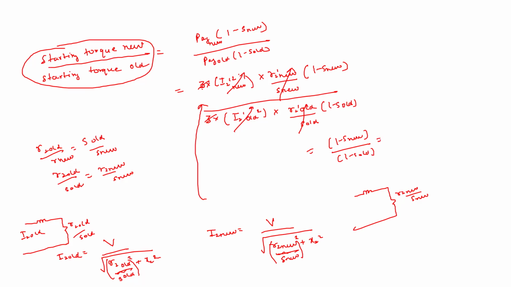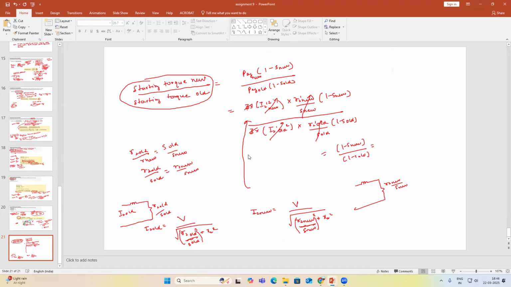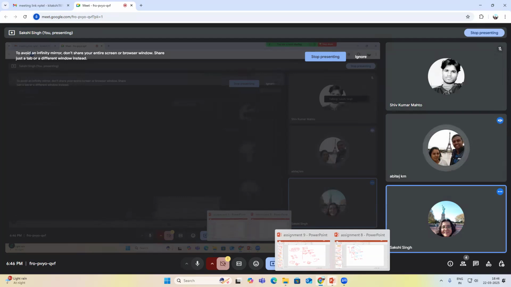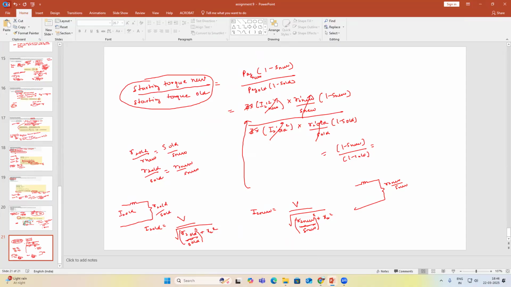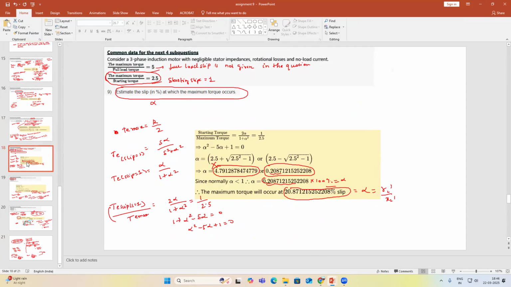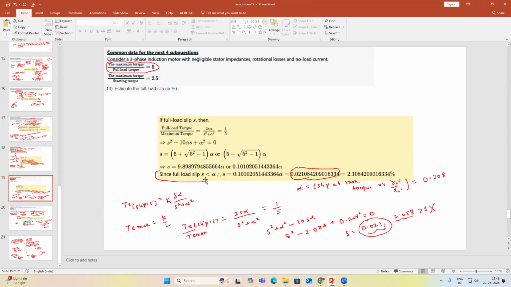Okay. Is it okay? Okay, 0.021. Yes, yes, yes, yes. You found the full load slip, percent, full load.